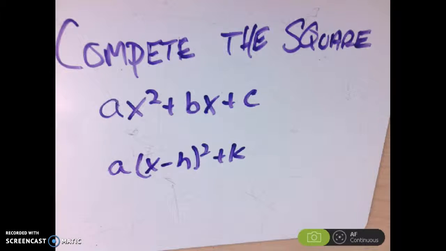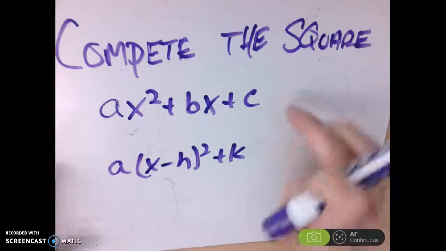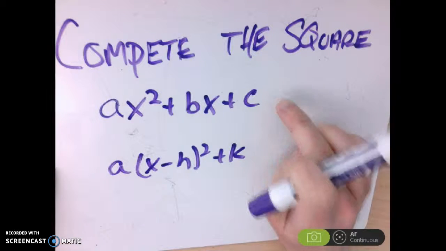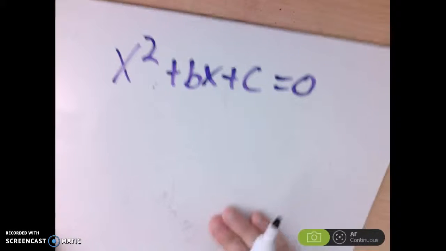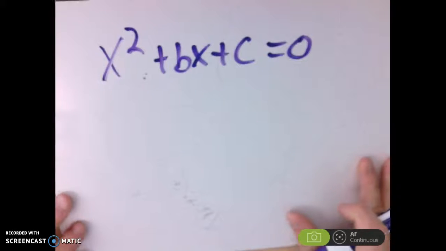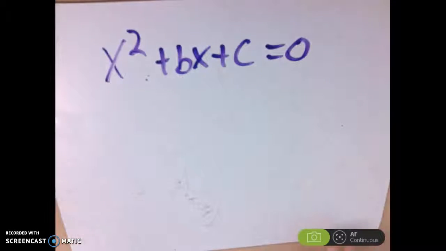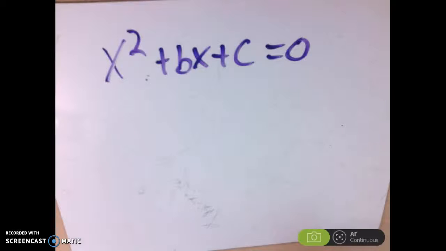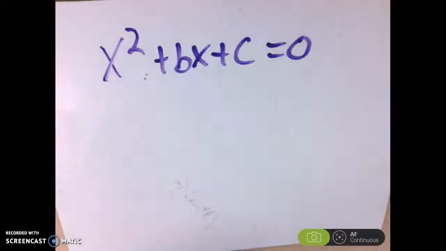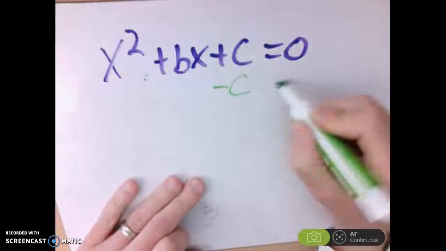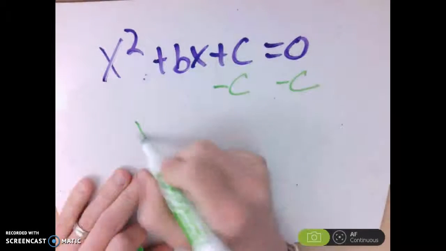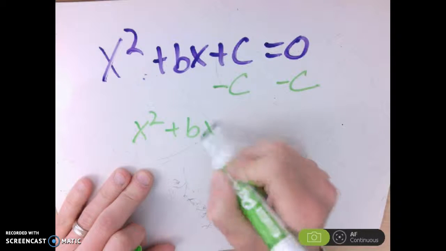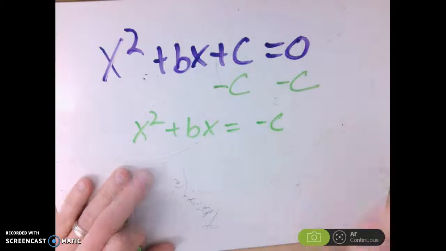But we're going to start with talking about how we do completing the square to get our expression or equation to look from this to this. So if we just start with a generic quadratic equation, x squared plus bx plus c equals 0, there's a couple different ways to do this. The way I like to do it is I like to take my c value and move it to the other side, minus c. So I'll get x squared plus bx equals negative c.